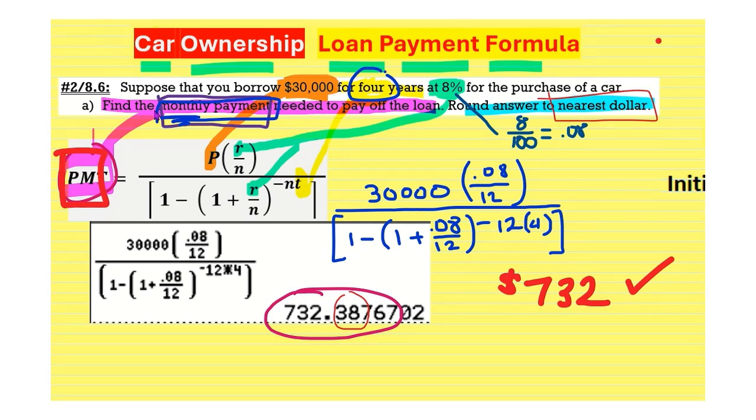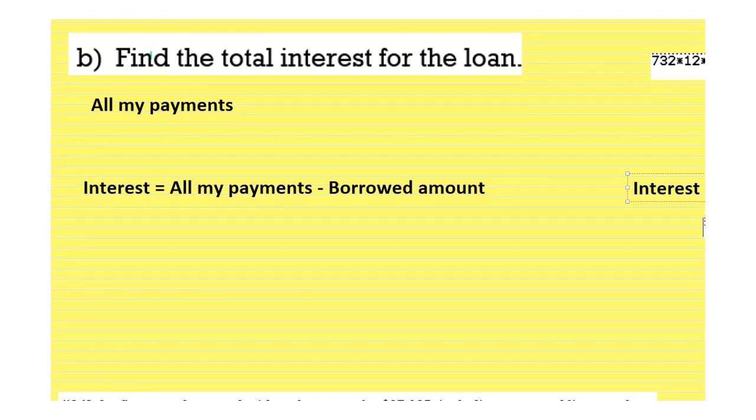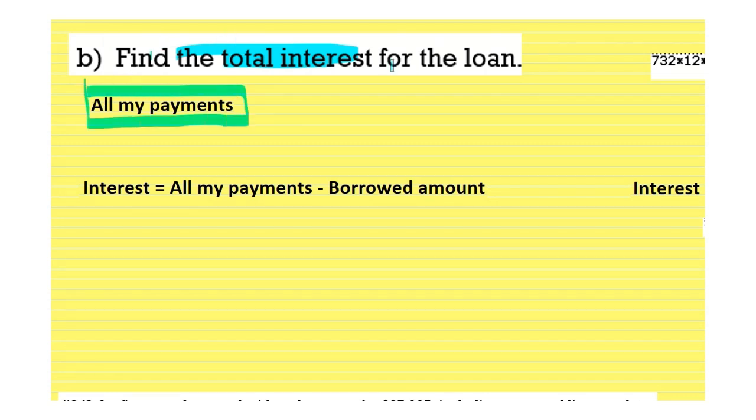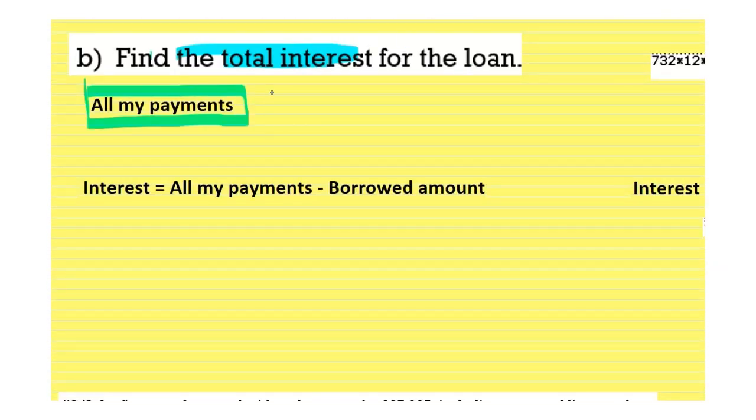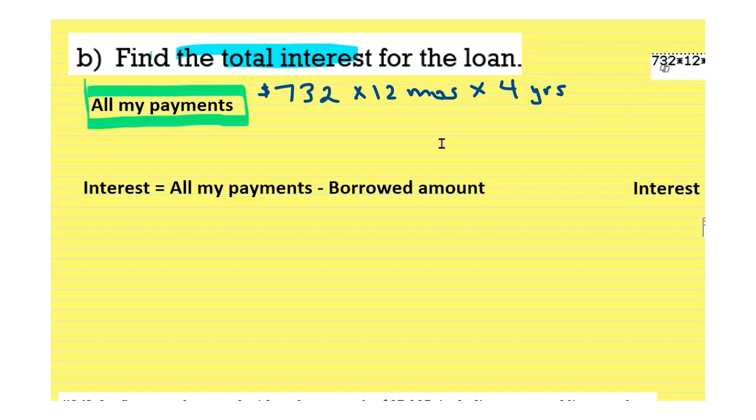Now let's answer another question about our car loan. Let's find the total interest of the loan. Well, the first thing I need to find in order to find the total interest is all my payments. So my payment was actually 732 per month. So I'm going to calculate $732 payment per month times 12 months per year. And I'm going to make those payments for 4 years. So times 4 years.